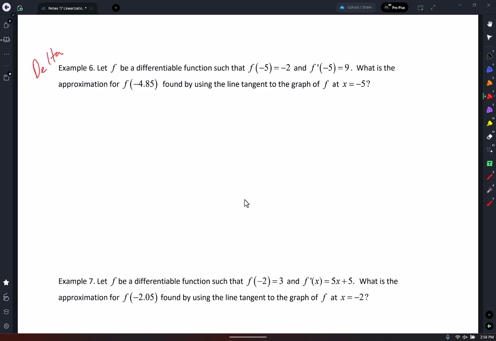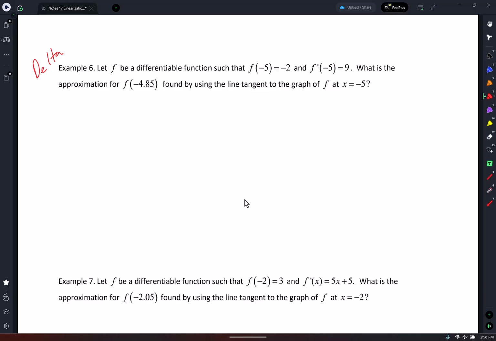Let f be a differentiable function such that f of negative 5 is negative 2 and f prime of negative 5 equals 9. What is the approximation for f of negative 4.85 found by using the line tangent to the graph of f at x equals negative 5?